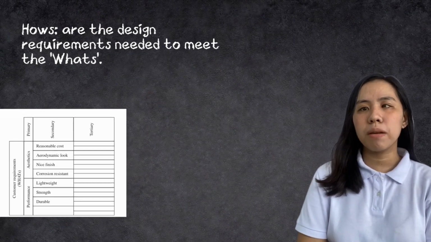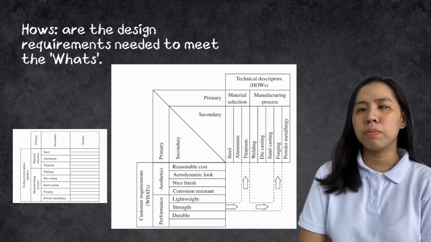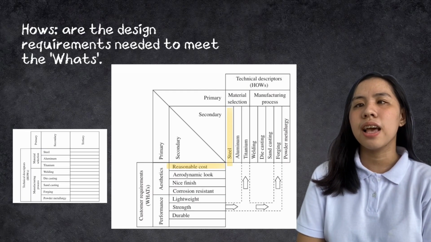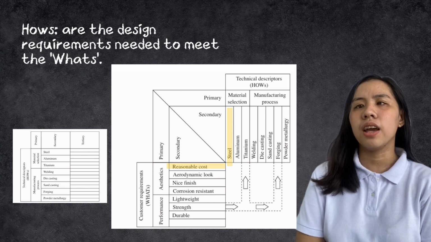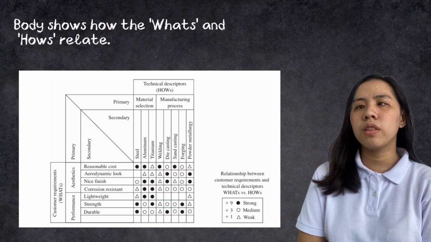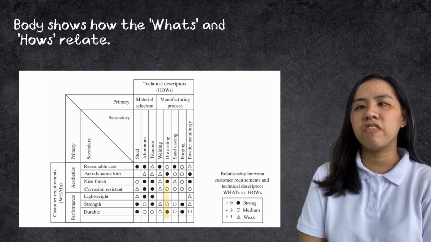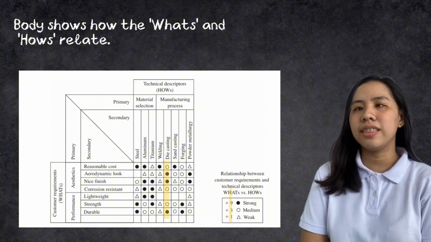The HOWs are the design requirements needed to meet the WHATs. In our case, material selection (steel, aluminum, titanium) and manufacturing processes (die casting, sand casting, forging) are the HOWs. Next, we have the body or main room. The body shows how the WHATs and HOWs relate. We rate this relationship using a system of symbols where we assign values like 0, 1, 3, or 9 to indicate how strong the connection is.